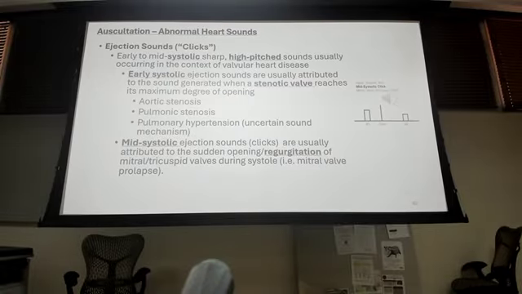We talked about ejection clicks. We talked about how these are systolic things. And basically, if you hear an early systolic click, you're thinking things like aortic stenosis or pulmonic stenosis, where there's a resistance of those valves opening in the beginning part of systole. If you have a mid-systolic click, then that typically is attributed to things like mitral valve prolapse, okay?